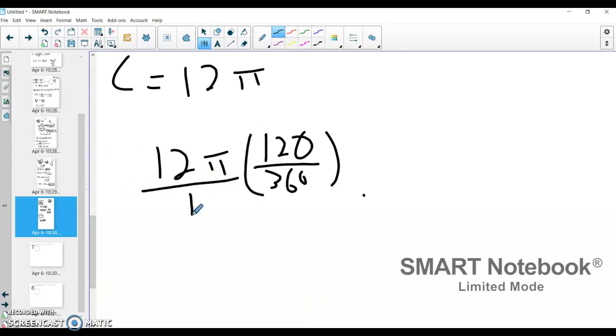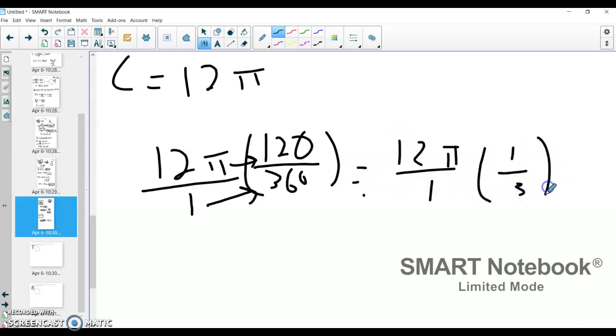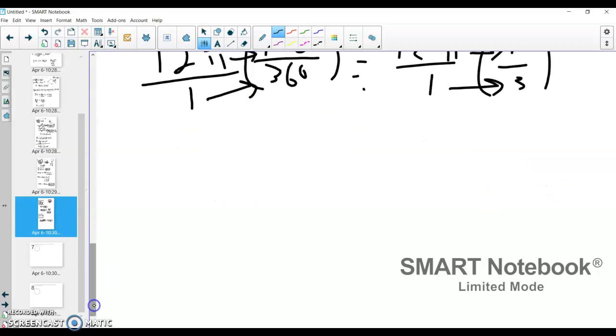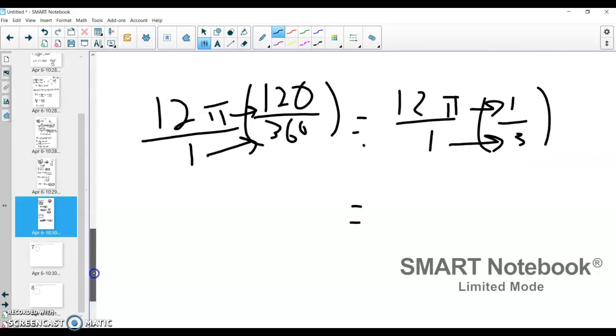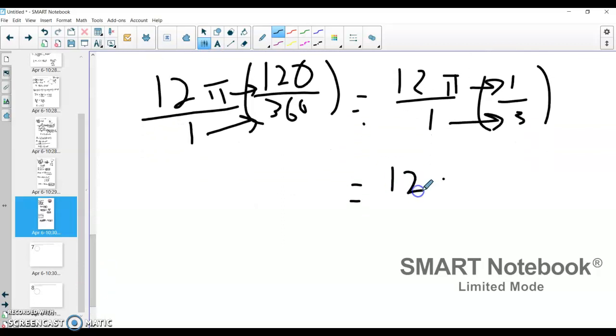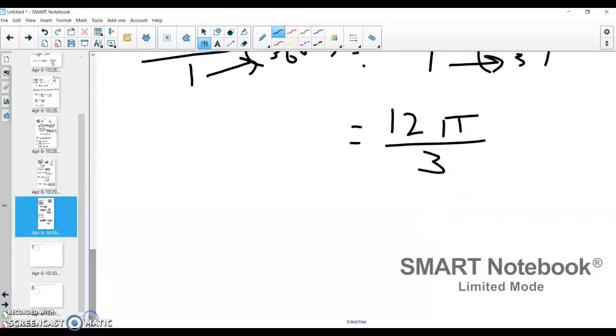12 pi over 1, multiply denominators, multiply numerators. Sorry, I'm going to reduce this down before I multiply. This is 12 pi over 1 times 1/3 again. Now I'm going to multiply 1 times 3, 12 pi times 1, and I end up getting 12 pi over 3, and that reduces down to just 4 pi.